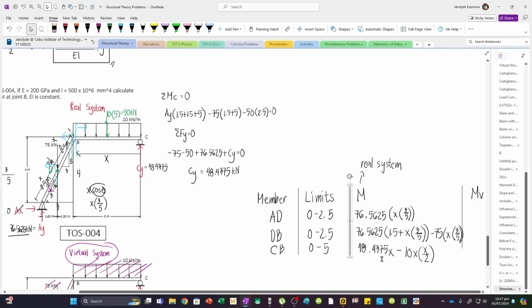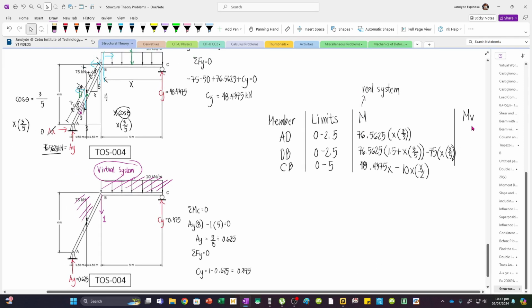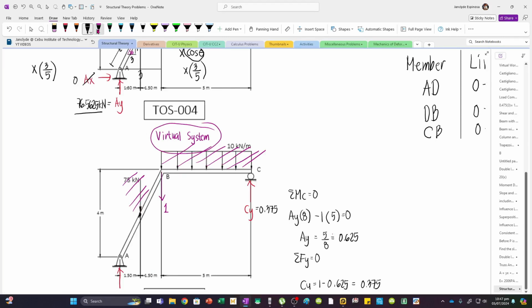Now, for the virtual system, although wala tayong load dito sa point D, we still have to divide it into two segments. Kasi whatever you are forming dito sa moment equation mo for the real system, it has to be consistent with the virtual system. So let me write D at this point. Again, all the loads are excluded.